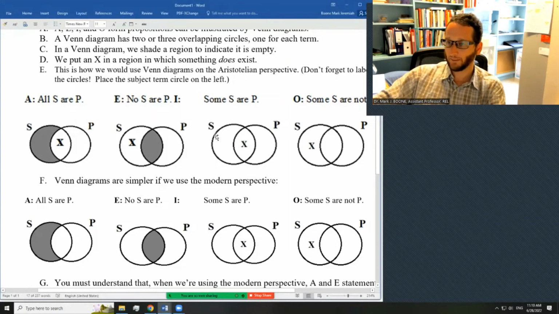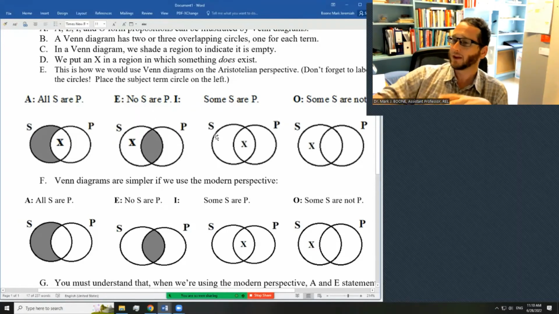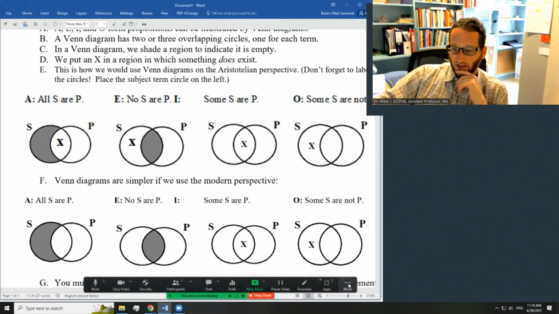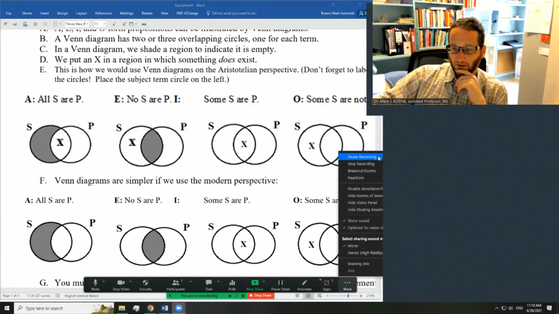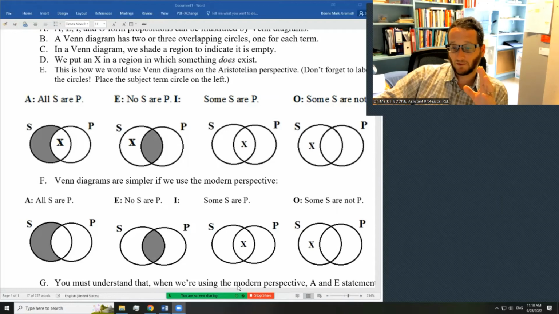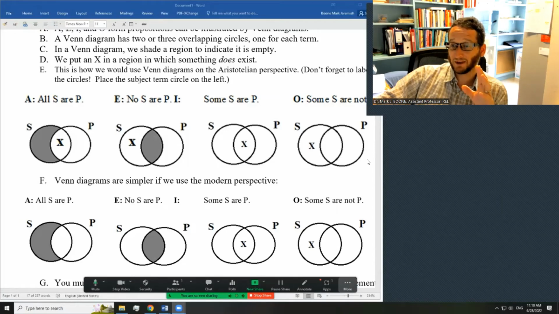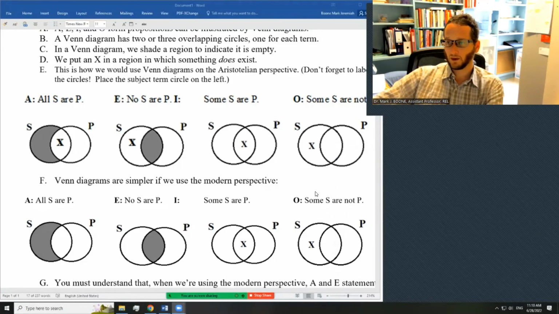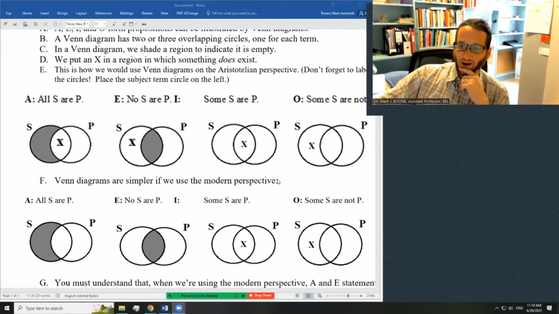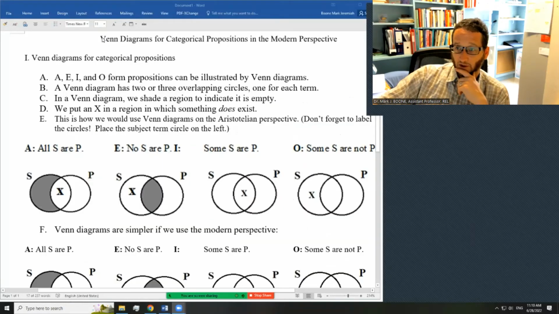Draw your circles overlapping. Always draw the circles overlapping. Now, one other thing I need to do is make sure that we have some short commentary on using Venn diagrams to test immediate inferences for validity. And I find that's not in my notes. So I think I'll just add a quick video after this to cover using Venn diagrams to test immediate inferences for validity. I'll just do that quickly in the next video.